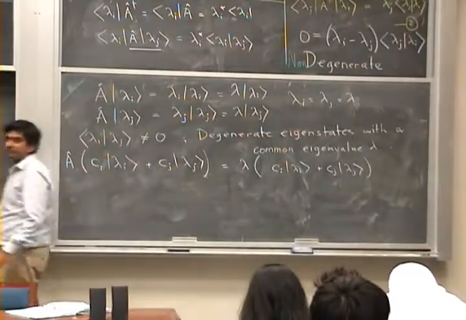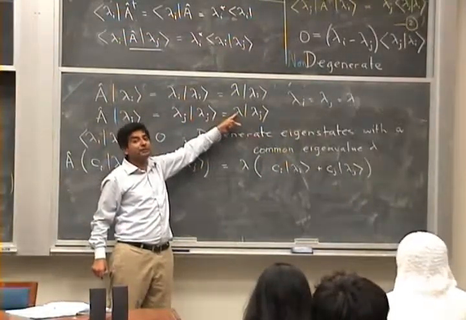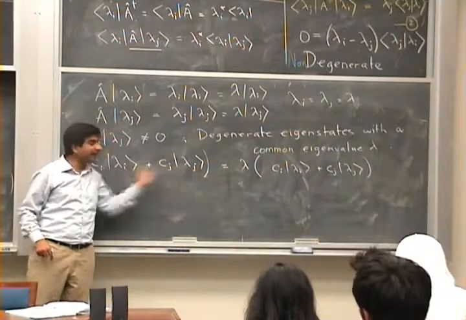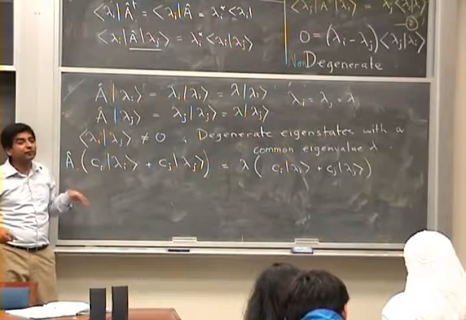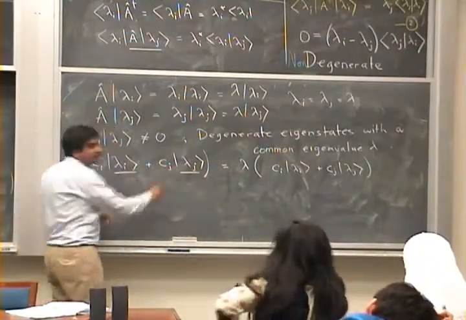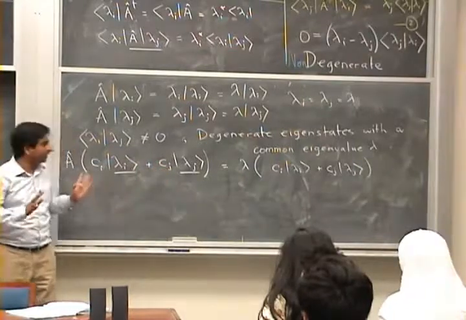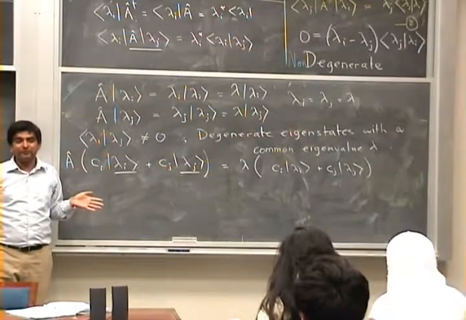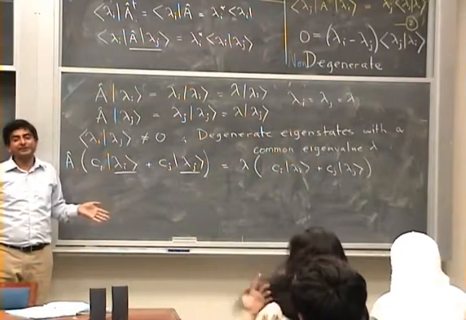Okay, you understand? If lambda i is an eigenstate, lambda j is an eigenstate, sharing the same common eigenvalue, then any linear superposition of these eigenstates will also be an eigenstate of the operator. And from this one can prove, though it's beyond the scope of this course, that one can choose these ci's such that one can always find a linear combination of states which are mutually orthogonal. Even for degenerate eigenstates, one can find states that are orthogonal.